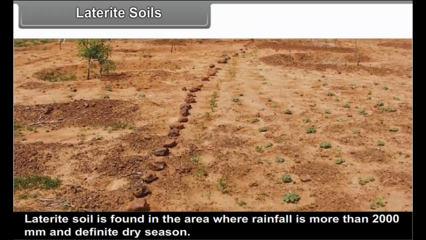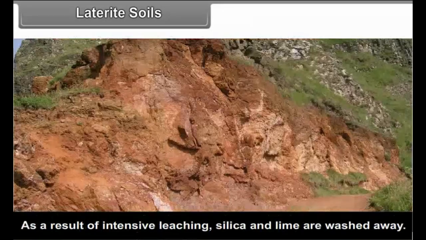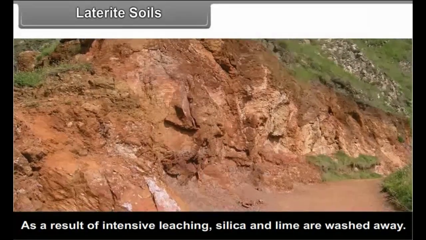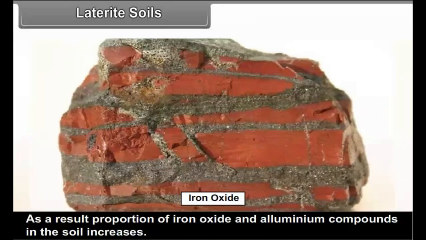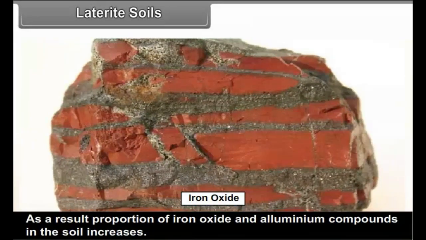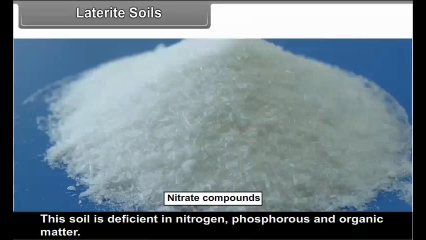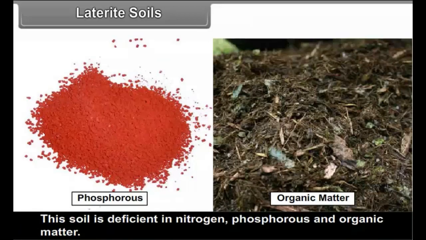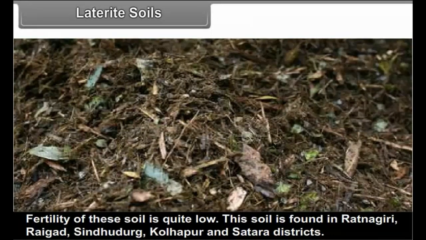Laterite soils. Laterite soil is found in the area where rainfall is more than 2000 mm and there is a definite dry season. As a result of intensive leaching, silica and lime are washed away. As a result, the proportion of iron oxide and aluminium compounds in the soil increases. This soil is deficient in nitrogen, phosphorus and organic matter. Fertility of this soil is quite low.